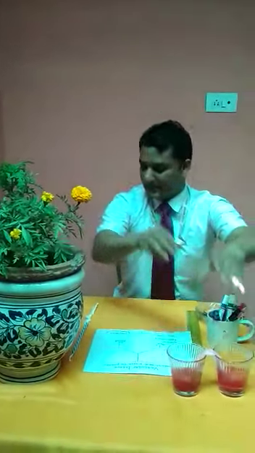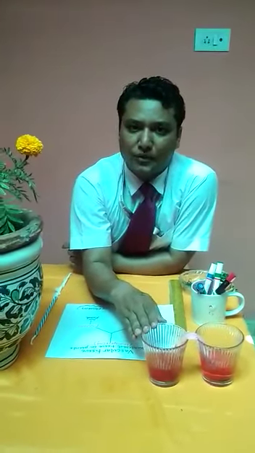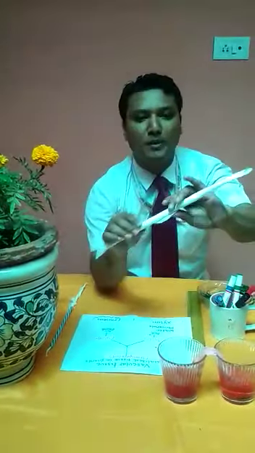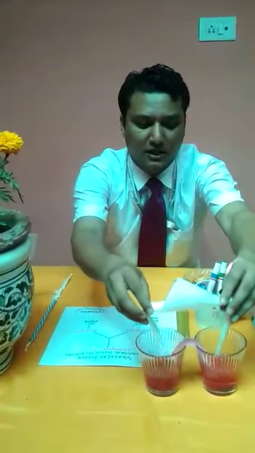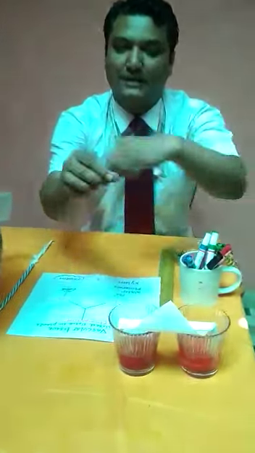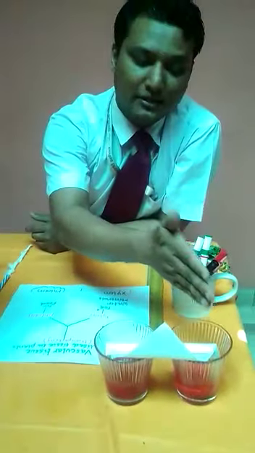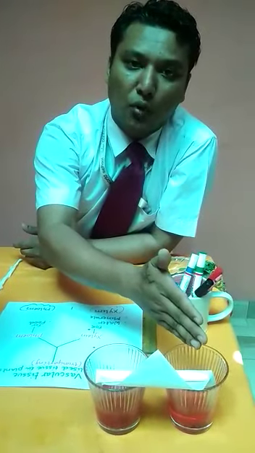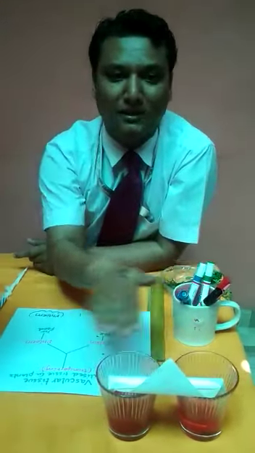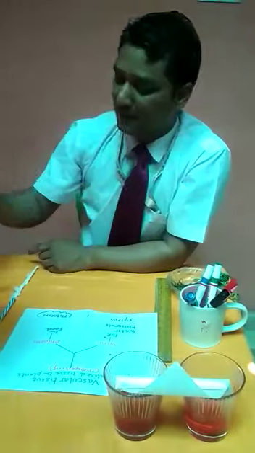Now, last night I put up this experimental setup. This glass had the colored water and this glass was empty. The tissue paper was rolled and put in these two glasses. Overnight, from this glass, the colored water traveled and balanced the water in both the glasses.